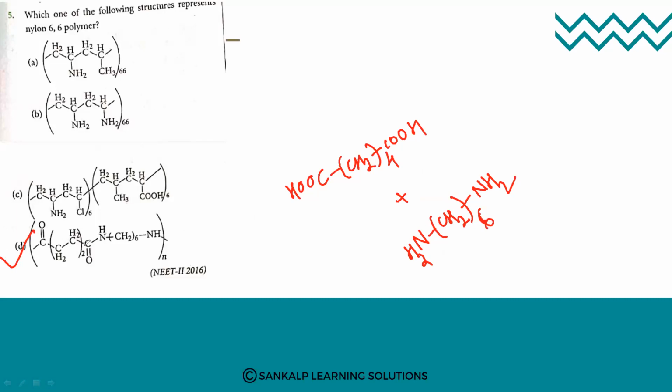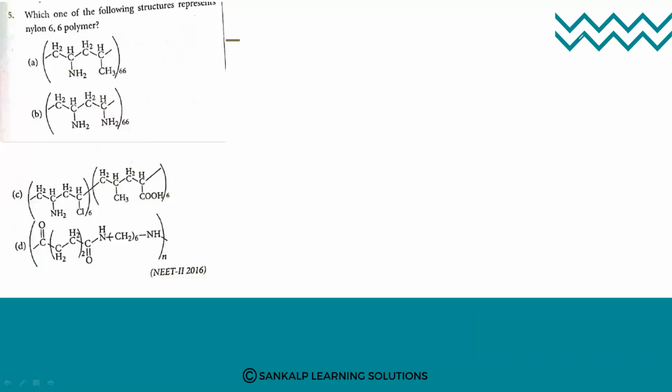The polymer formed here is option number D. If you condense this, it forms C double bond O, then CH2 four times, then C double bond O, then comes NH, so it has an amide linkage, then CH2 six times, and then again NH. This is the structure of nylon 66. So option number D is the correct answer. We'll go for the next question. I hope this is clear.